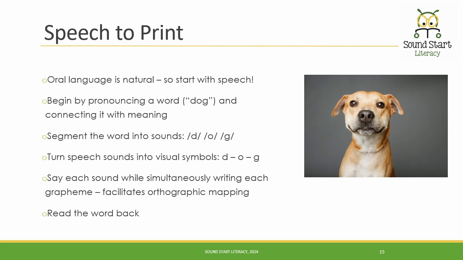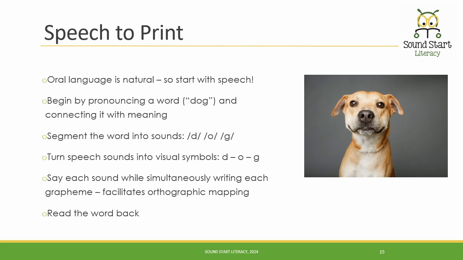Let's start with the phonemic aspect in that morphophonemic language structure that we just talked about. As we said in video 1, oral language is natural for the human brain. We're wired to do it. So it makes sense that we start our instruction with what's natural. Kids come into our classrooms with oral language. So a speech-to-print approach means that we begin with oral language or an oral pronunciation.